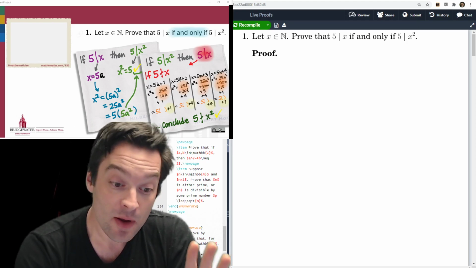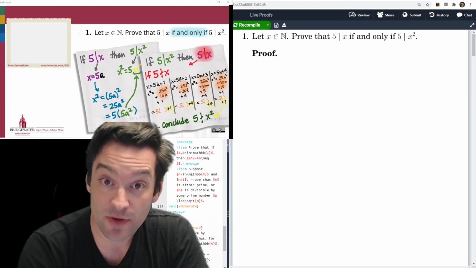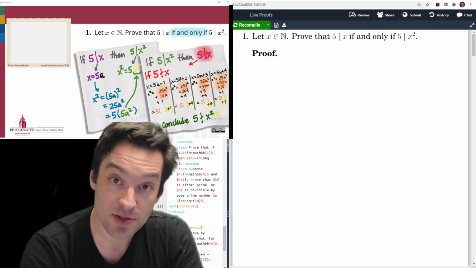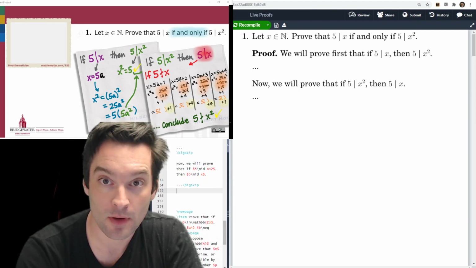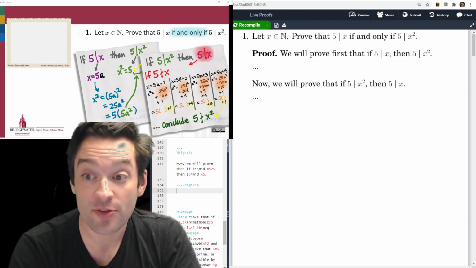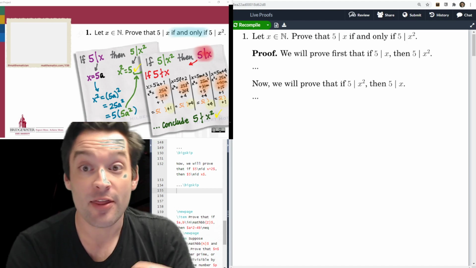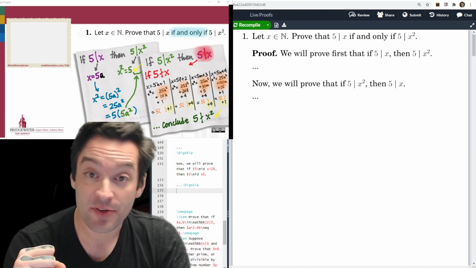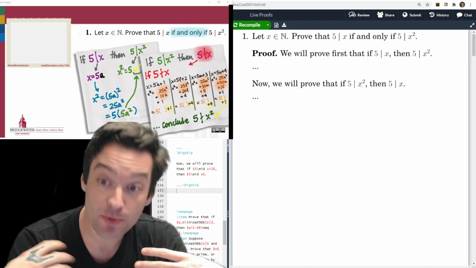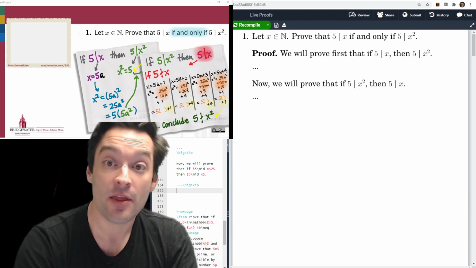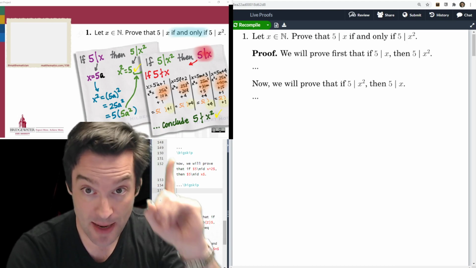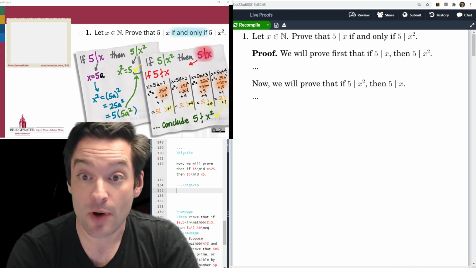So we'll begin by reminding the reader that because this is an if and only if statement, we need to prove two implications, the forward implication and the reverse implication. So we'll prove first that if 5 divides x, then 5 divides x squared. And then halfway down the proof, we'll say the opposite. Now, shifting gears, we'll prove that if 5 divides x squared, then 5 divides x. Now we'll fill in the logic that was on our napkins above my head for each of these two arguments.